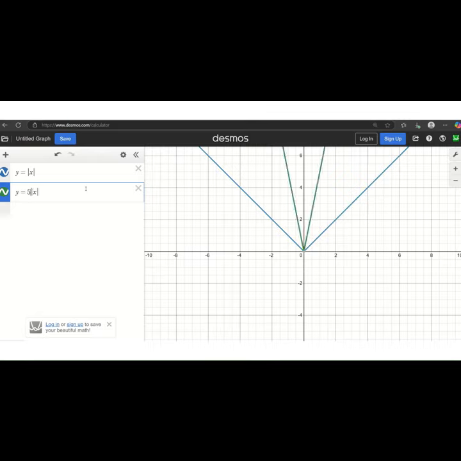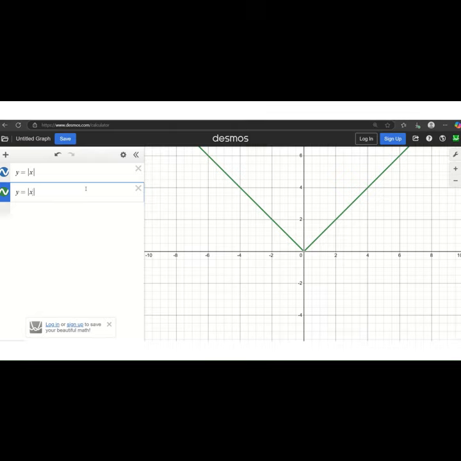So when we say adding a number outside, what we mean is outside the absolute value. We are not specifying whether it is to the left or right of the absolute value. If I subtract a number, it slides the graph down. And so adding or subtracting outside the absolute value slides the graph up and down.